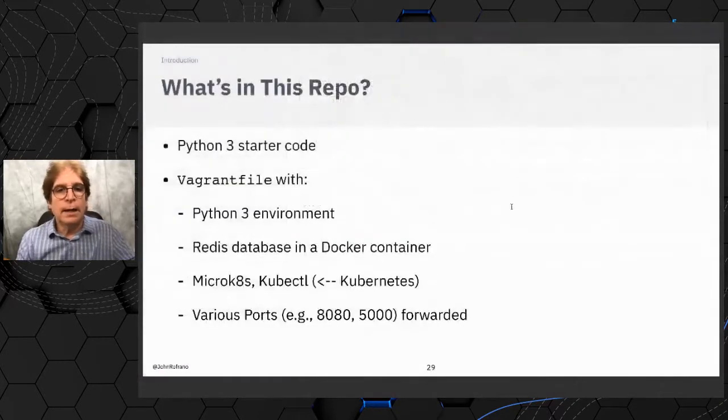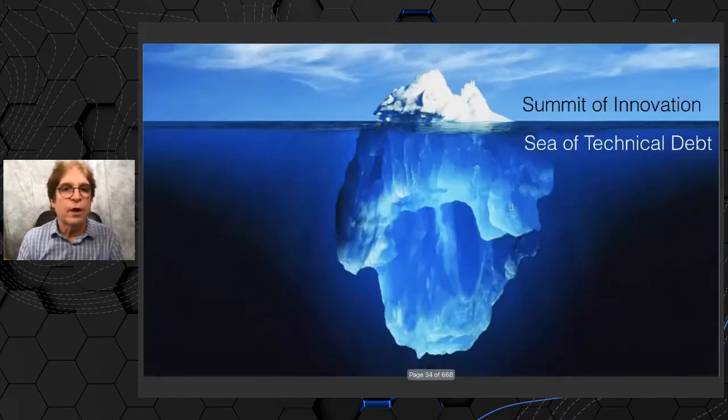Okay. So what's in that repo? In the repo that you're going to clone, and we're not cloning it yet, we're just installing software now, there's a Python 3 environment, as you saw, Redis as a database, Kubernetes, and some various ports forwarded.